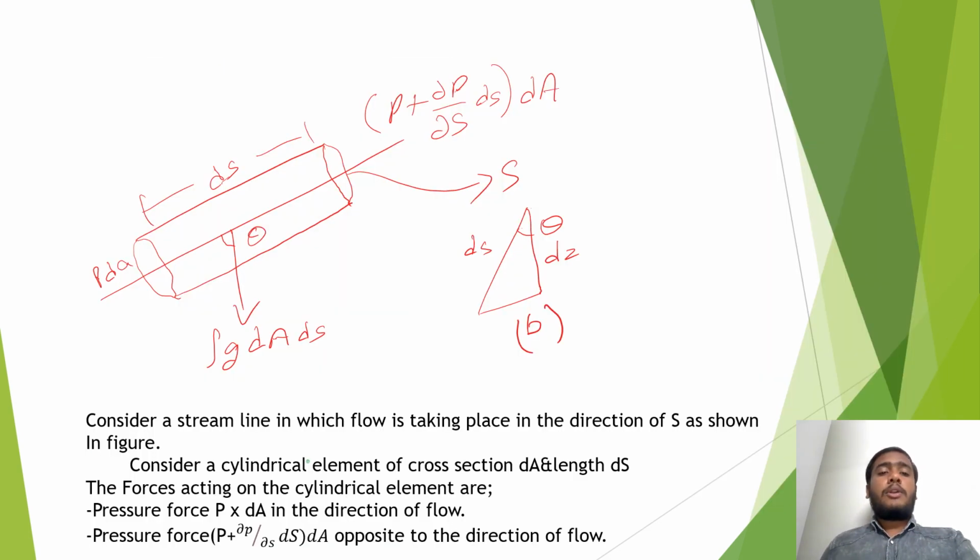Now, we will look into the derivation of Bernoulli's principle. Consider a streamline in which flow is taking place in the direction of S as shown in the figure. Consider a cylindrical element of cross-section dA and length ds. The forces acting on the cylindrical element are pressure force P dA in the direction of flow, and pressure force (P + ∂P/∂S ds) dA opposite to the direction of flow.